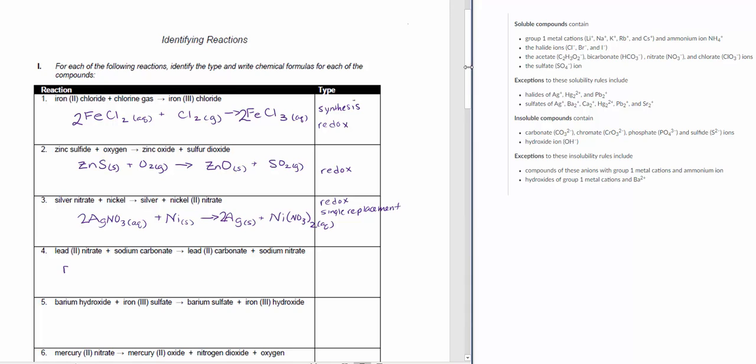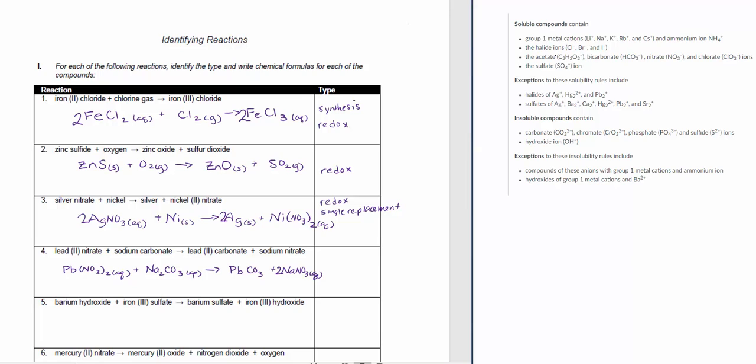Then we have lead nitrate. So PbNO3, that is an aqueous compound, and that will react with sodium carbonate, Na2CO3. We'll call that aqueous as well. And that will react to form lead carbonate, so PbCO3, I don't know the phase yet, and sodium nitrate, NaNO3. So that is aqueous. We're going to need 2 of those.